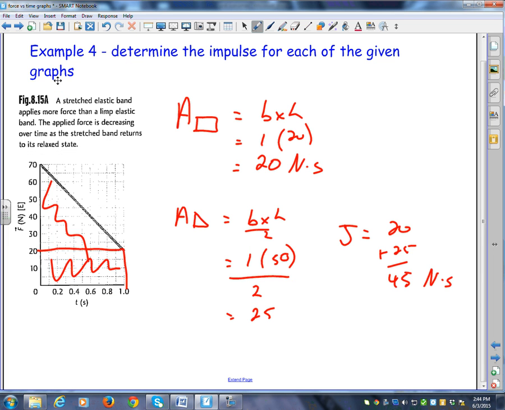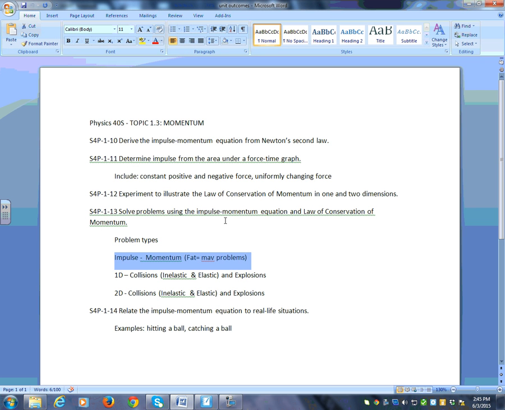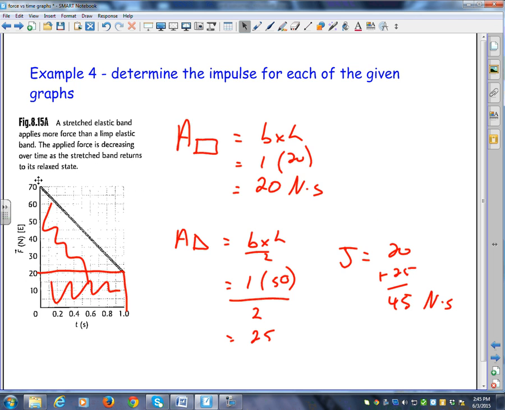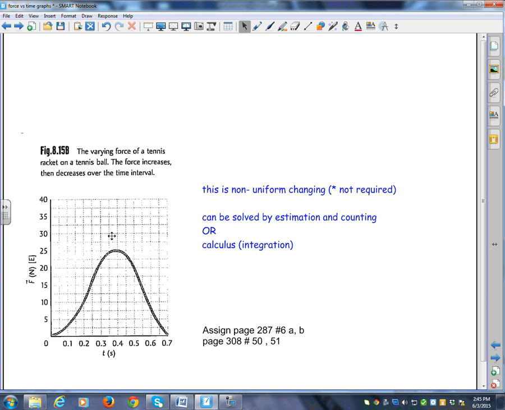Okay. What are you going to do when you get something like this? Well, you could estimate. If you go back to the outcomes, it says include constant and positive and negative force, uniformly changing force. When I say a uniformly changing force, it means that it changes at a constant rate, i.e. a straight line. Is this changing at a constant rate? It's not. How would you estimate this?